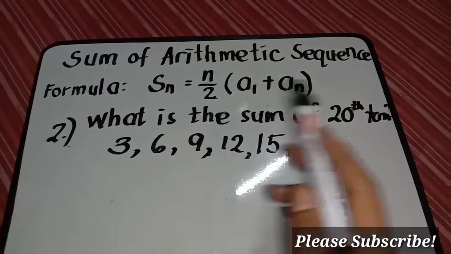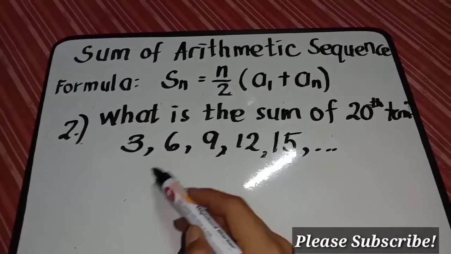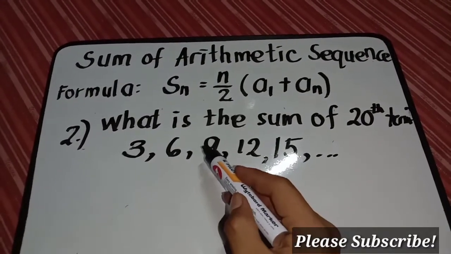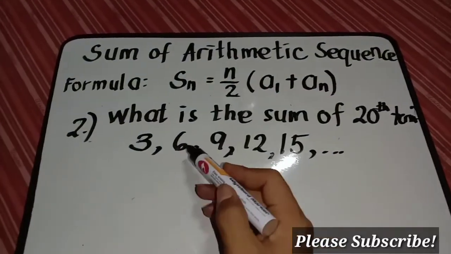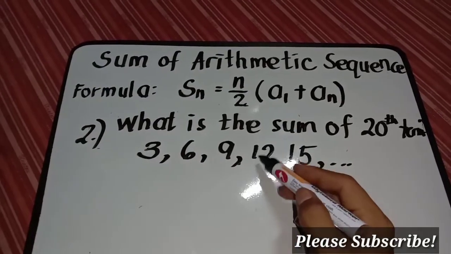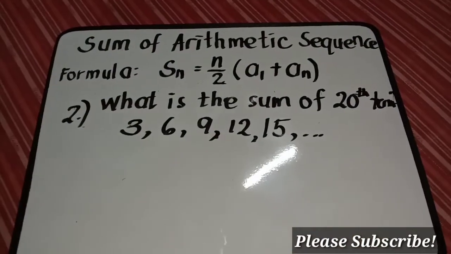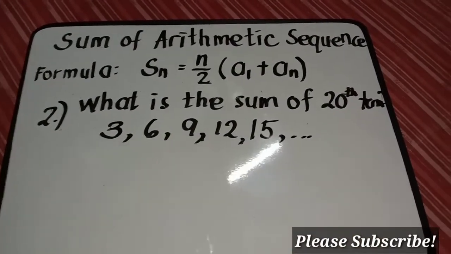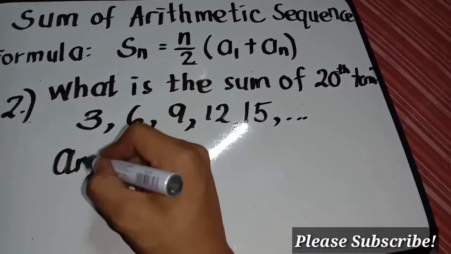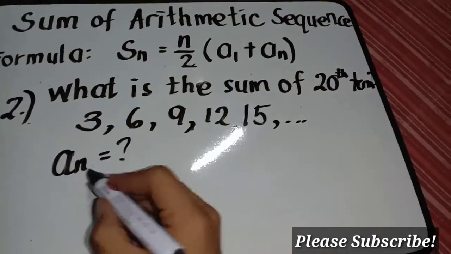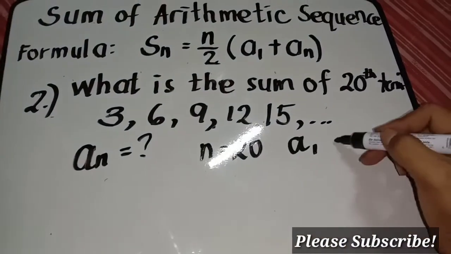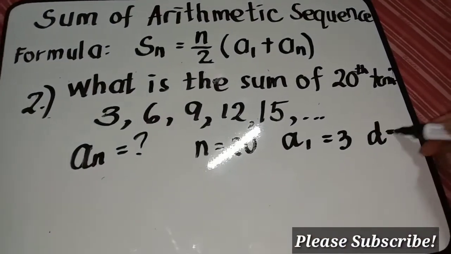Pag in-apply natin si arithmetic sequence, dapat daw yung common difference ng second term minus first term ay parehas sa difference ng third term minus the second term. So, 6 minus 3 is 3, 9 minus 6 is 3, 12 minus 9 is 3. So, ang common difference nila is 3. Given, we're looking for the value of a sub n, so the last term. Ika-20th term, so ang n natin is 20. The first term is 3, and then the common difference which is 3.